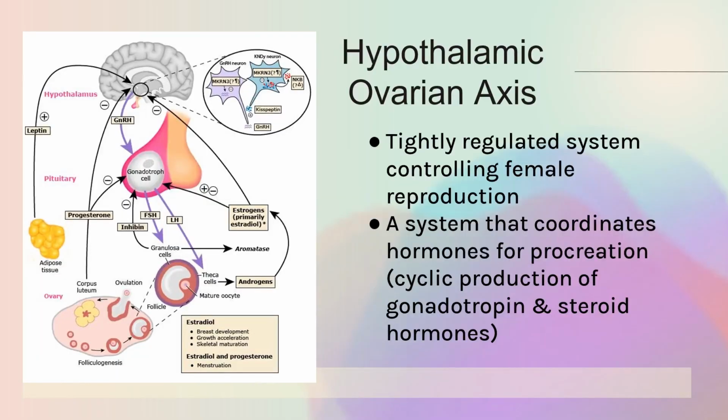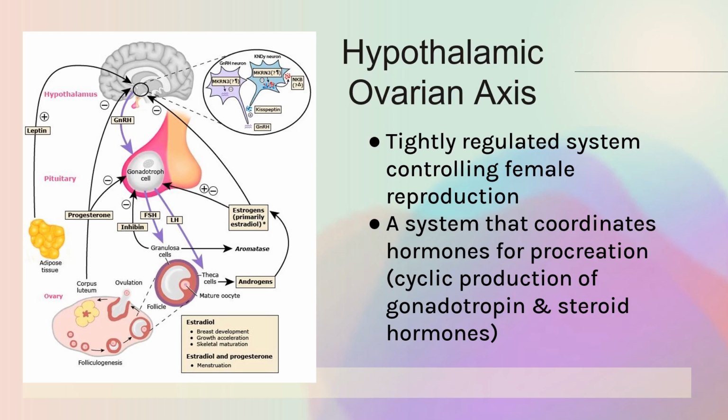The hypothalamic ovarian axis, or HPO axis, is a tightly regulated system which controls female reproduction. It coordinates the production of hormones essential for procreation, including gonadotropin and steroid hormones. They do so in a cyclic manner. I want you to take a closer look at this picture here on the screen. You see the hypothalamus situated right at the base of the brain near the center. Well, that structure of the brain, in fact, is the central control center for regulating reproductive hormones.